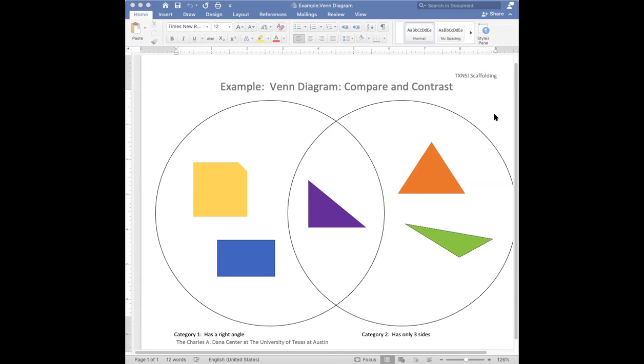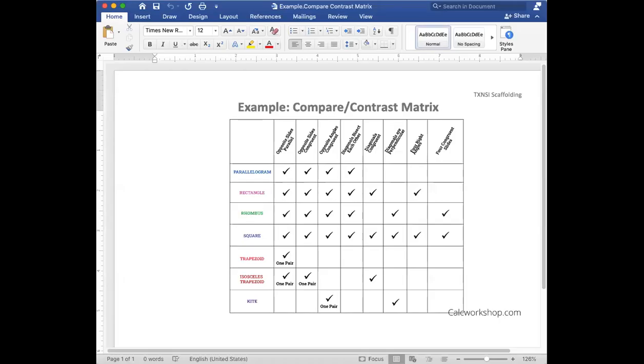The other compare and contrast example that I have for you is a compare and contrast matrix. And I just realized I turned off the screen. That wasn't good. So anyway, a compare and contrast matrix is one where you can have different characteristics across the top and different items down the side. And then it's kind of a checkoff thing.